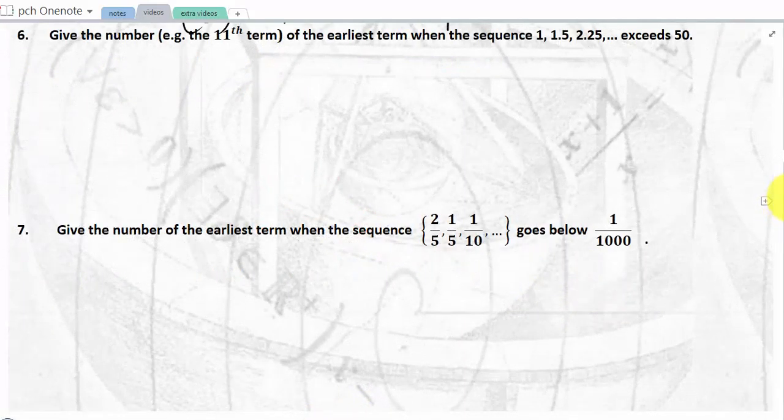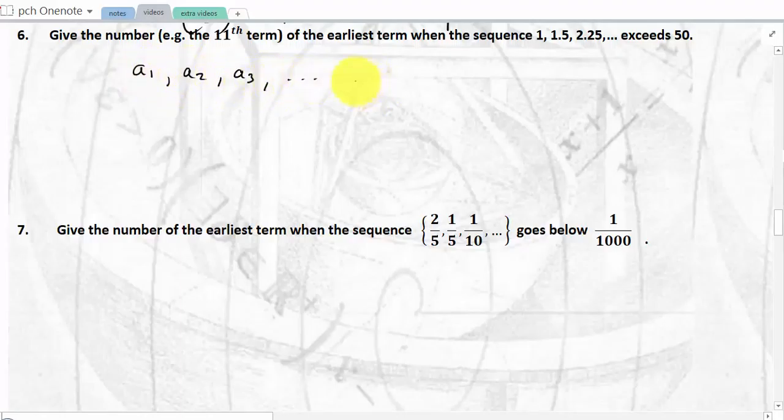In this example, I'm asking you to give me the term number. I mean first term, second term, third term, k-th term. I want the term number, so I want k, not the value of the term. I just want the term number of the earliest term when the sequence 1, 1.5, 2.25 exceeds 50.